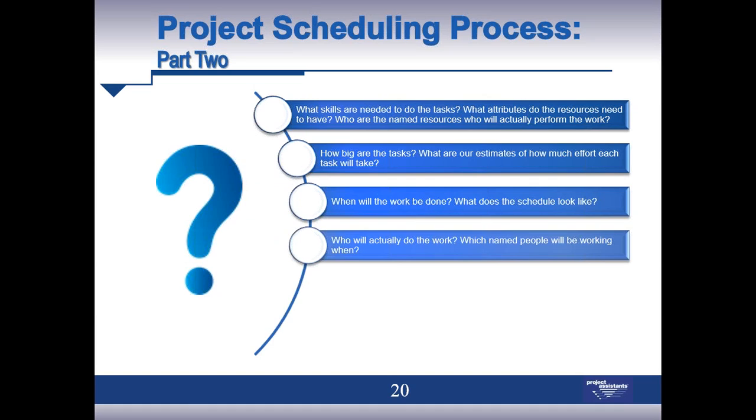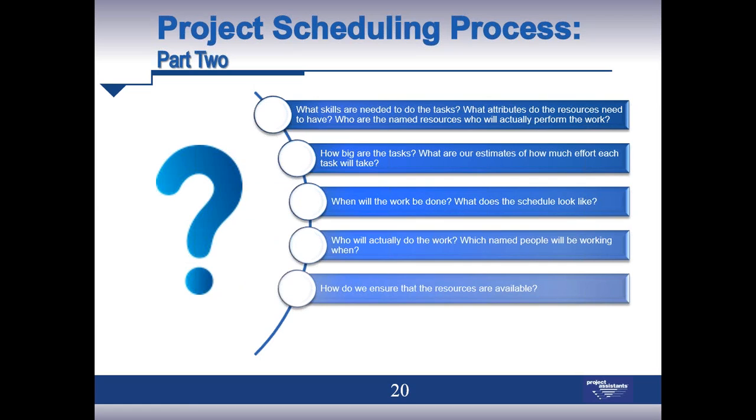Who is actually going to do the work? So when I go through the planning process, I may apply a generic resource. So I may say that I'm going to use a business analyst or a marketing person for a specific task. But when it's time to perform the work, I certainly need to assign a real resource to that task.